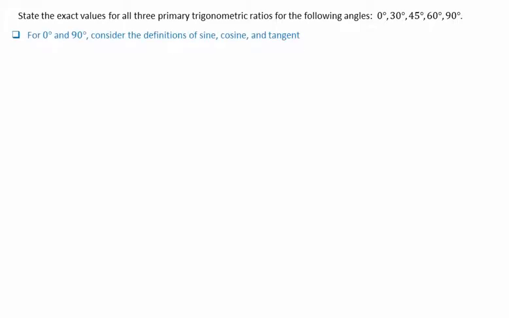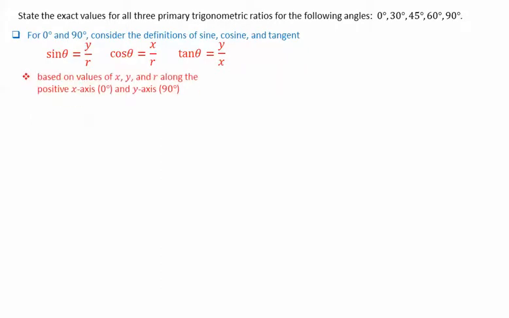For 0 degrees and 90 degrees, consider the definitions of sine, cosine, and tangent. Sine theta equals y divided by r, cosine theta equals x over r, and tangent theta equals y over x. Based on the values of x, y, and r along the positive x-axis, corresponding to 0 degrees, and the positive y-axis, corresponding to 90 degrees.